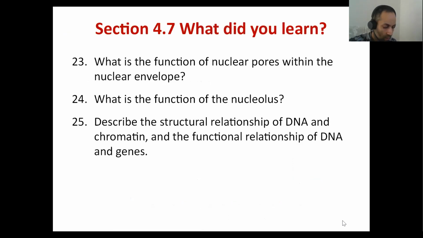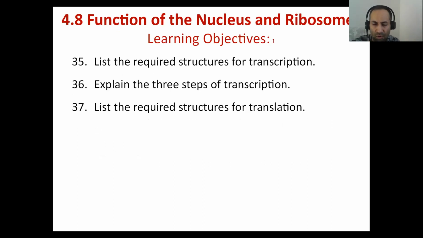All right, so what is the function of nuclear pores within the nuclear envelope? To allow for messenger RNA to move in and out of the nucleus. What is the function of the nucleolus? It contains ribosomal RNA and protein. The structural relationship of DNA and chromatin: chromatin is an entangled, all tangled up bunch of DNA. Kind of looks like Christmas lights all tangled up, lying on the floor. That's chromatin, right? And the relationship of DNA and genes: the protein coding portions of DNA are called genes. They actually make proteins for your body.